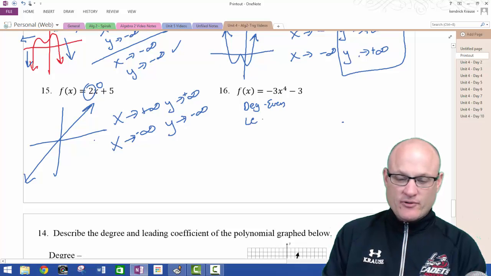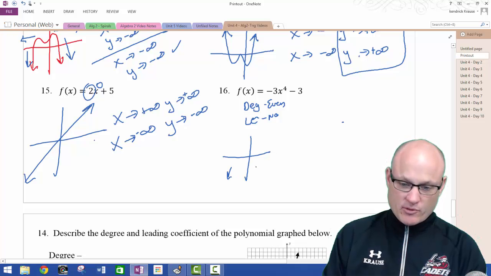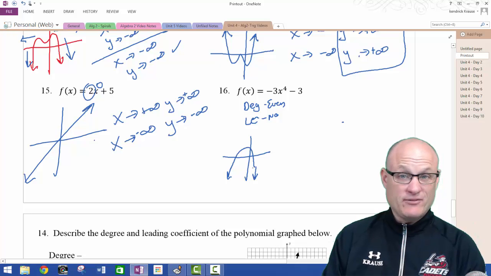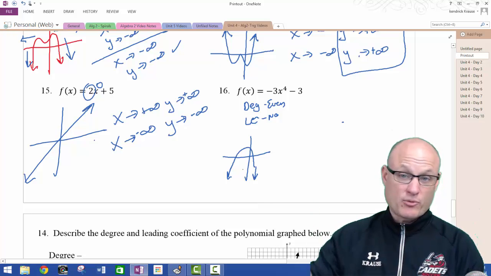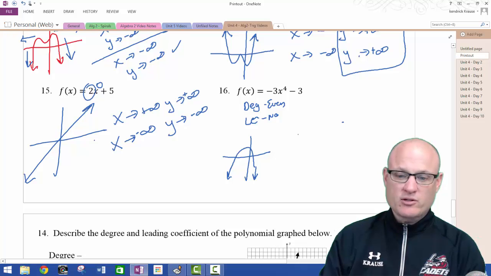And our last one, the degree is even. It has a leading coefficient that's negative. So let's see. Even means they're both going in the same direction. Negative means they're both going down. And again, I could just simply draw a parabola, because that's really all an even exponent is. It's a parabola going up or a parabola going down, depending on what the leading coefficient is.